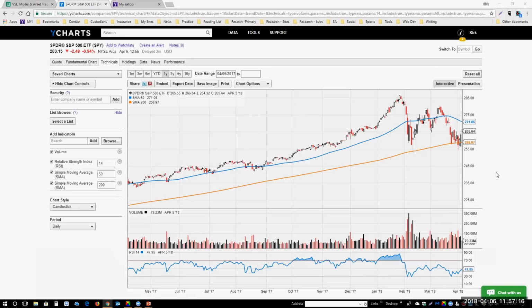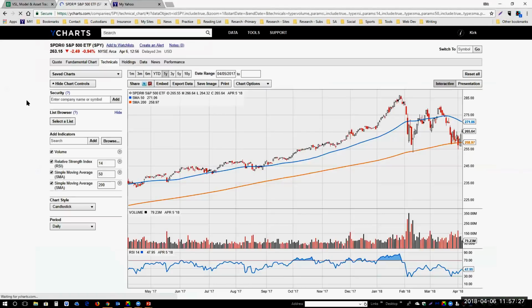All right, so I just put up the chart of the S&P 500. It's at 263 right now. The SPY is at 263. S&P 500 is at like 2630.